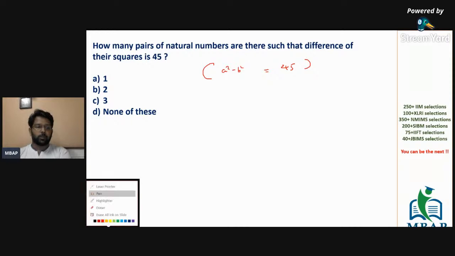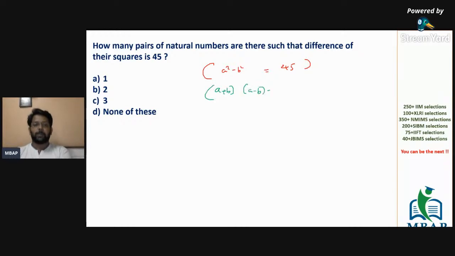All of us who solve this question will at least do the first part, which is a plus b into a minus b equals 45. Every one of you will technically do at least this part of the question, right? And some of you will even consider a plus b as x and a minus b as y, so that x times y should be equal to 45.